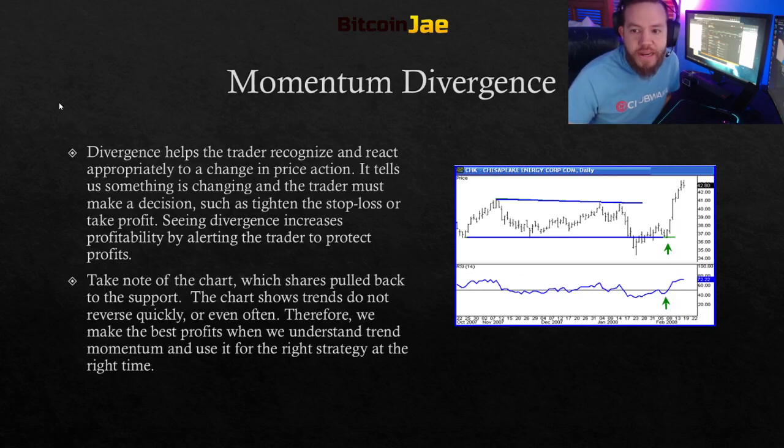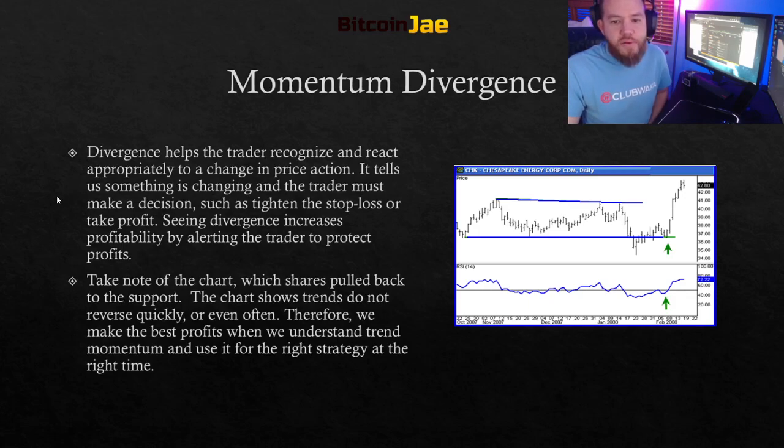Divergence helps the trader recognize and react appropriately to a change in price action. It tells us something is changing and the trader must make a decision, such as tighten the stop loss or take profit. Seeing divergence increases profitability by alerting the trader to protect profits. Take note of the chart, which shows the pullback to support.